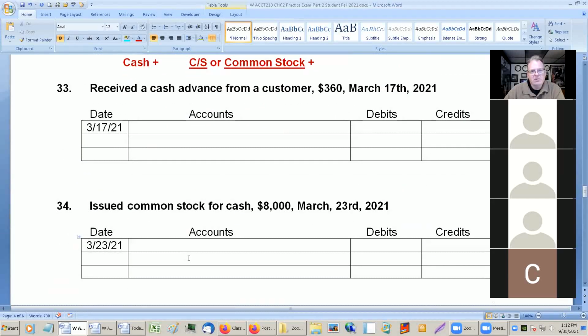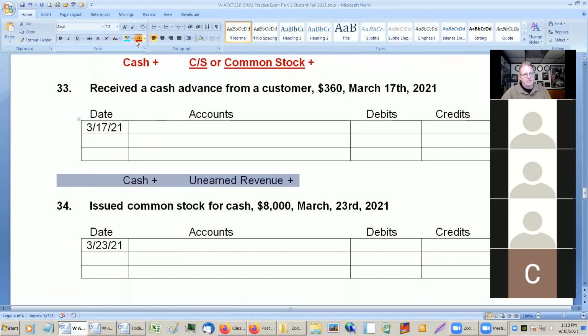Okay, received cash, this is a tough one. Cash advance from a customer. It would be cash and unearned revenue. Yep. And true or false, unearned revenue is a revenue. False, it's a liability. It's an unfortunately named liability.